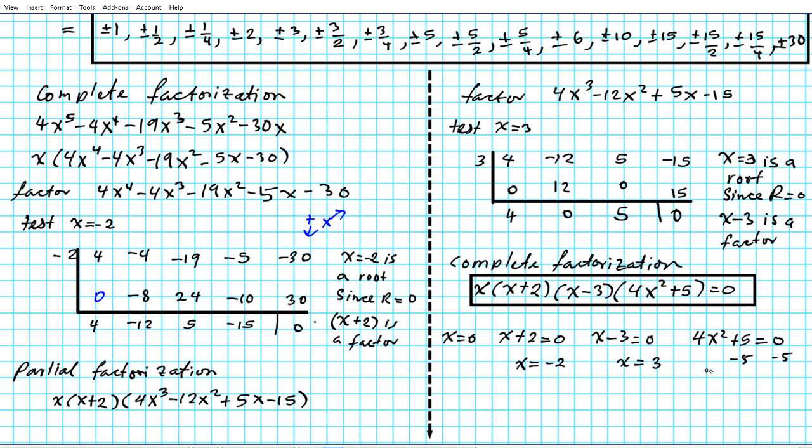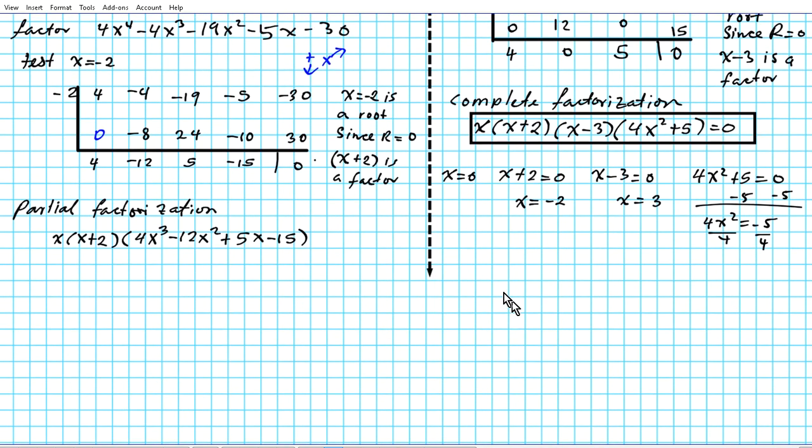To solve this, we subtract 5 from both sides. Okay. So that gives us 4x squared equals negative 5. And then divide both sides by 4. And then we are going to get x squared equals negative 5 over 4.